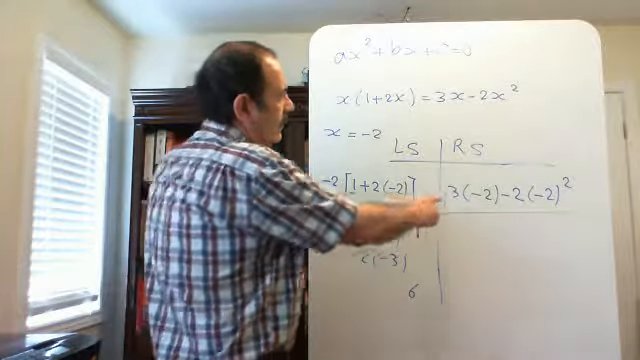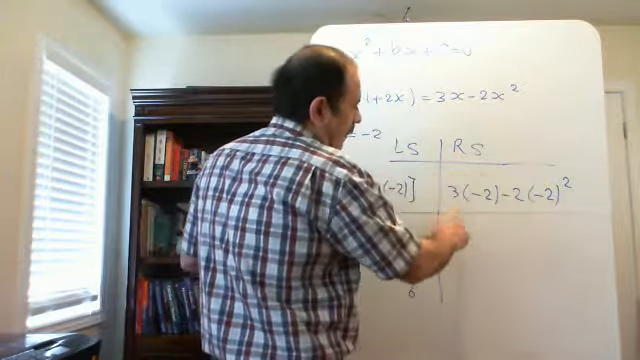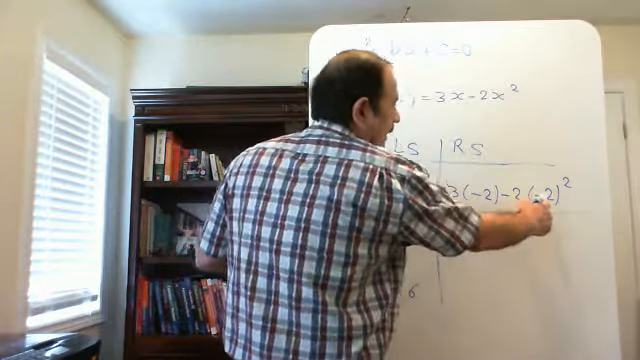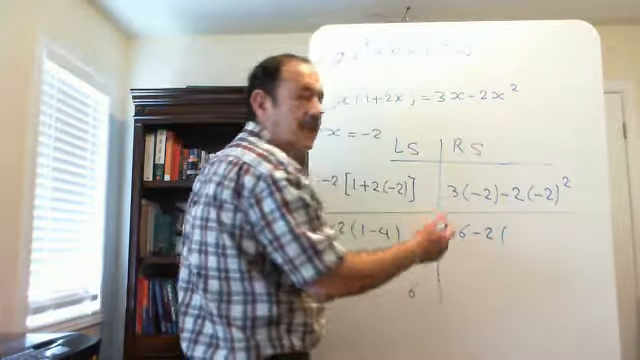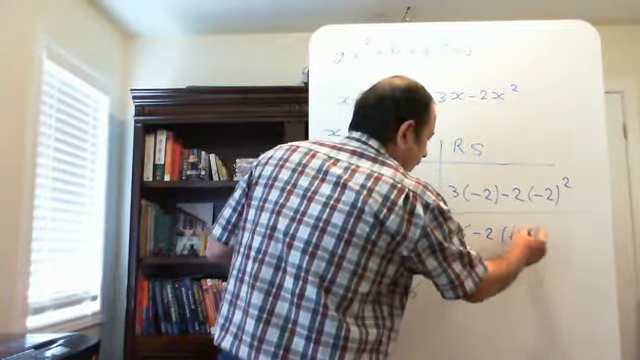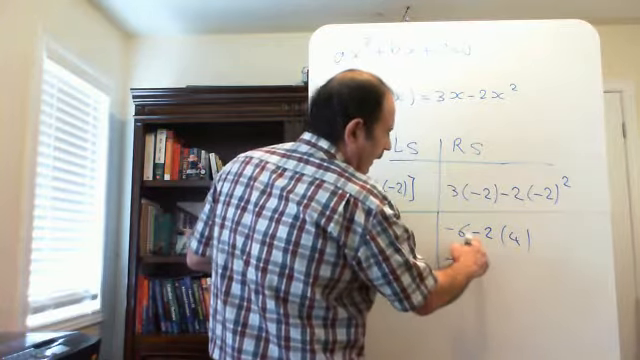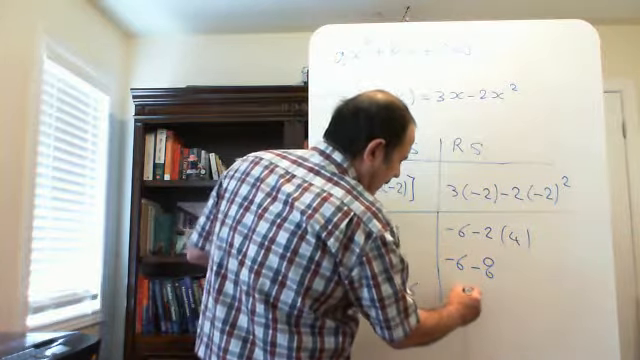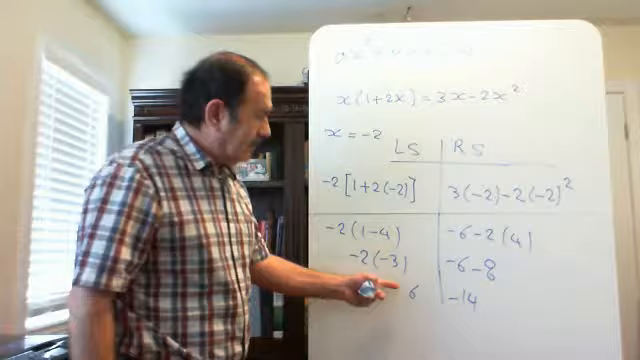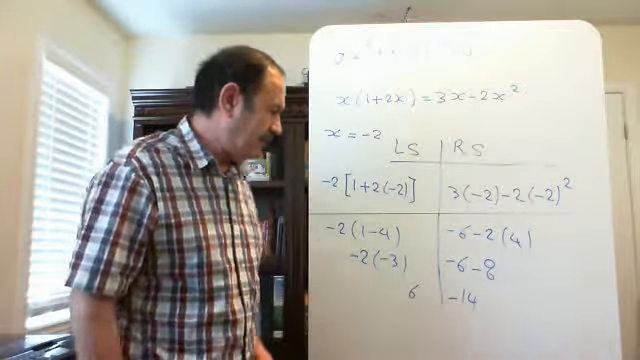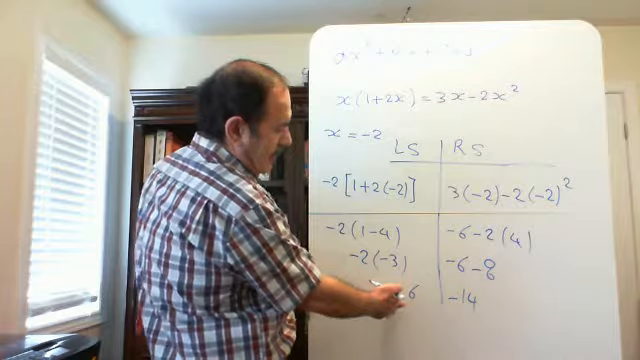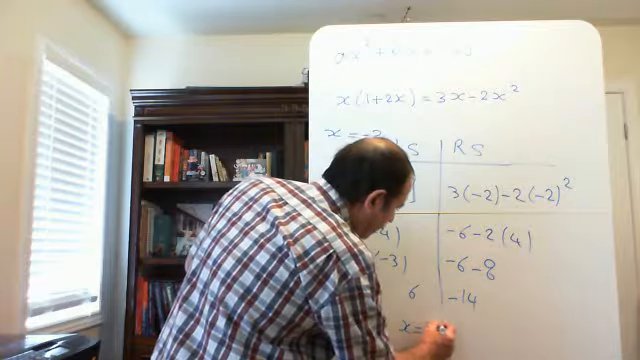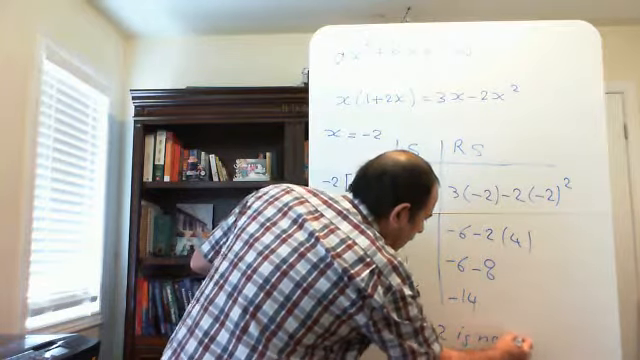Let's go to the other side. 3 times -2 minus 2 times (-2) to the power of 2. So this part is -6 minus 2 times (-2) to the power of 2, and (-2) squared is -2 times -2, which is +4. Then -6 and -2 times 4 is -8, and -6 minus 8 is -14. As you see, the left side is 6, the right side is -14. So what is the result? Because left side and right side are not equal, x = -2 is not a solution.